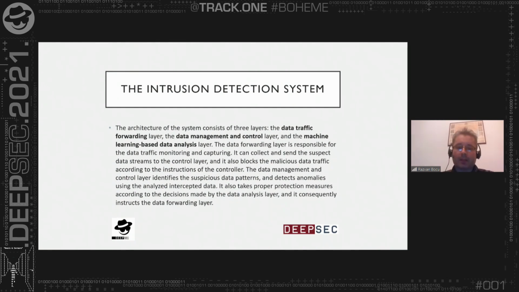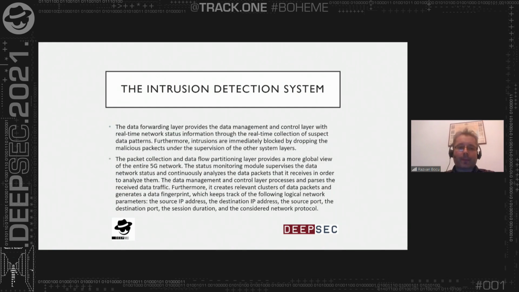Okay, so as I said, the forwarding layer is responsible for the data traffic packets monitoring and capturing, while the data management and control layer identifies the suspicious data patterns and detects anomalies using the intercepted data. If necessary, it takes adequate protection measures according to the decisions that are made by the data analysis layer.